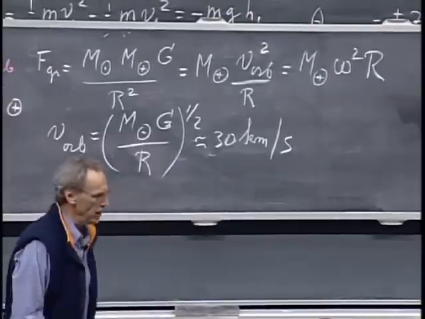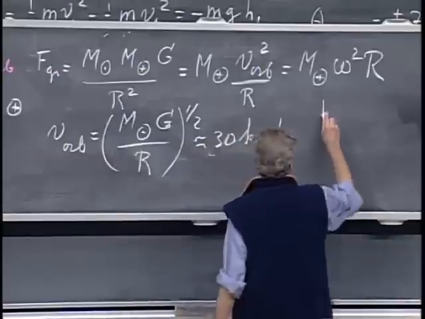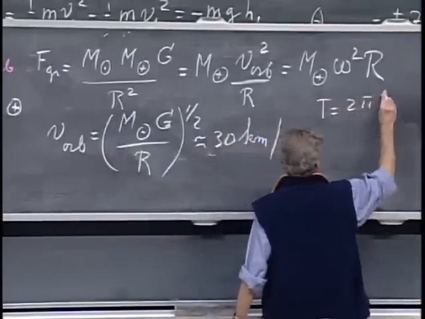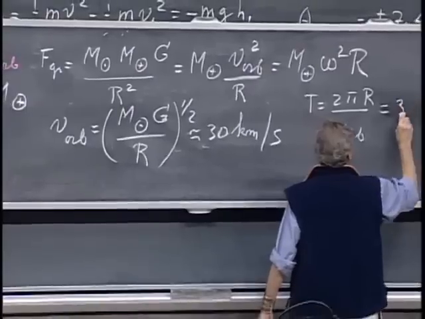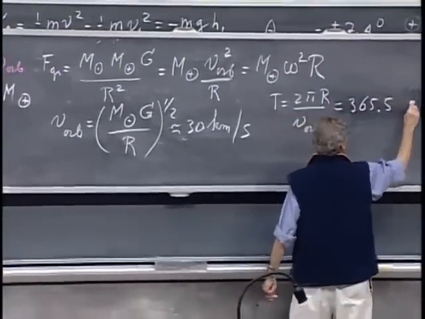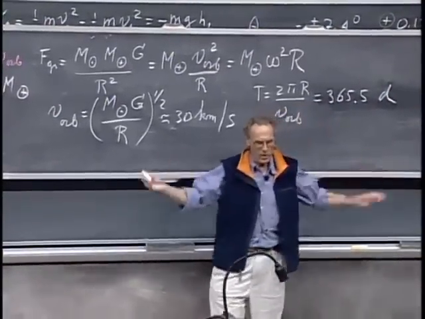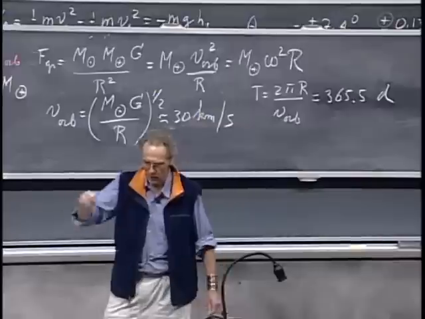So you know what the period is to go around the sun. That is 2 pi r divided by the orbital speed. And that is about 365.5 days. That's 1 year. That's how long it takes us to go around the sun.